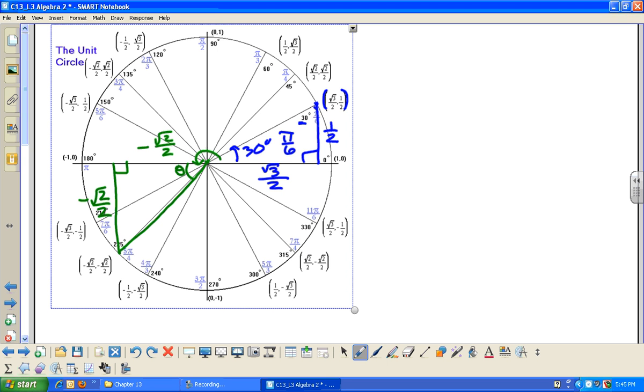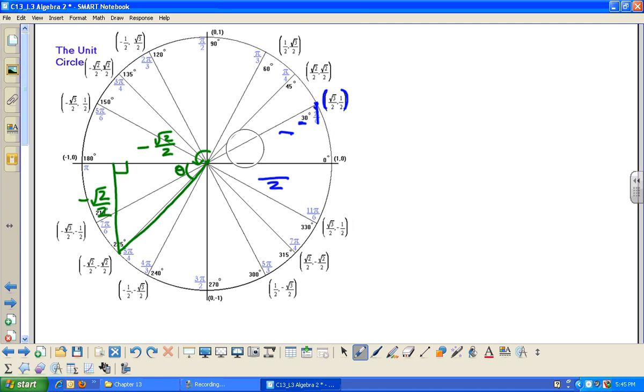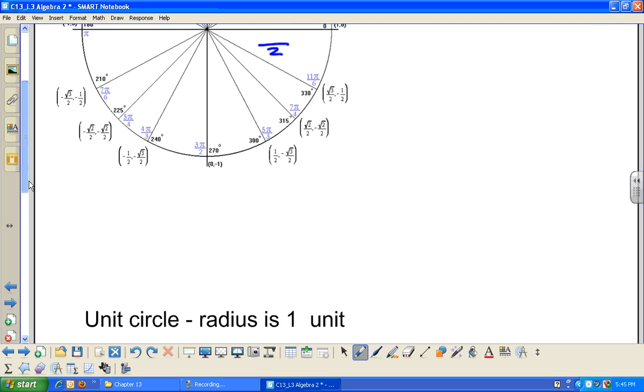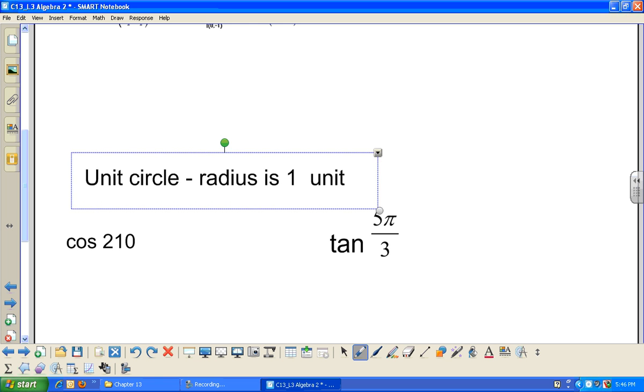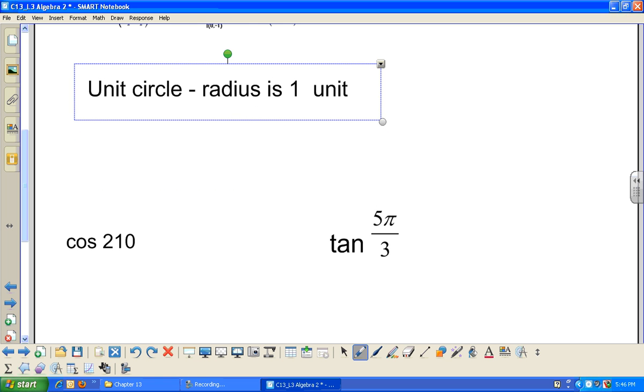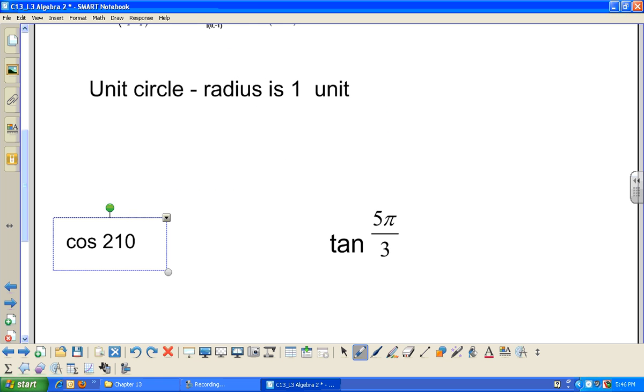Again, you should not draw on your unit circle unless it's with a pencil so it's not so dark. So you want to try to keep your unit circle nice and neat. You should write this down also: unit circle radius is always going to be 1 unit.